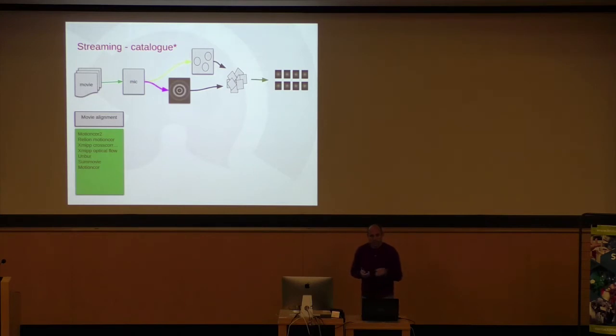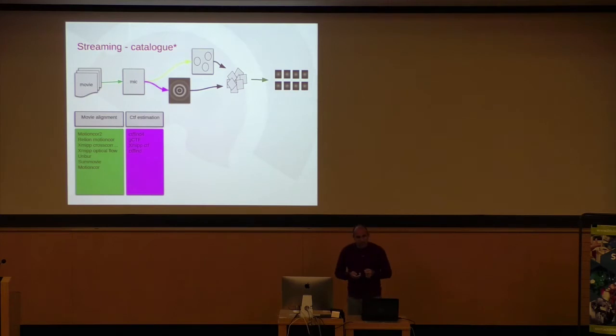So for movie alignment, we have MotionCor, Relion MotionCor, 2 Xmipp protocols, and Blur some movie, and the old MotionCor. To do CTF estimation, we have CTFFind4, GCTF, Xmipp CTF, and CTFFind.